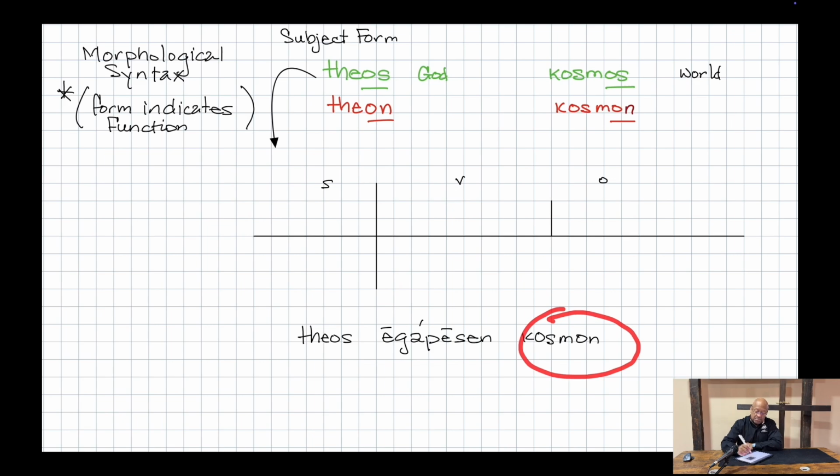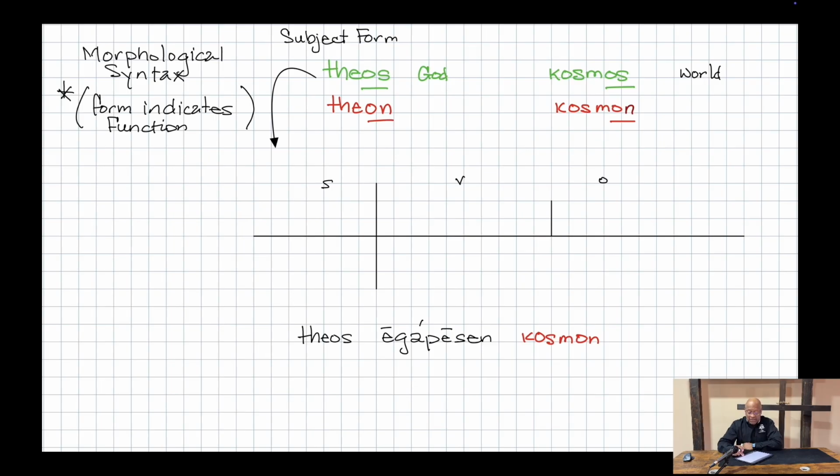So I'm going to paint that red for you. That's the direct object. And we're going to come over and take theos, which is the word for God, and I'm going to paint this green. Okay? So God's where the sentence starts, and the world is where the sentence stops.